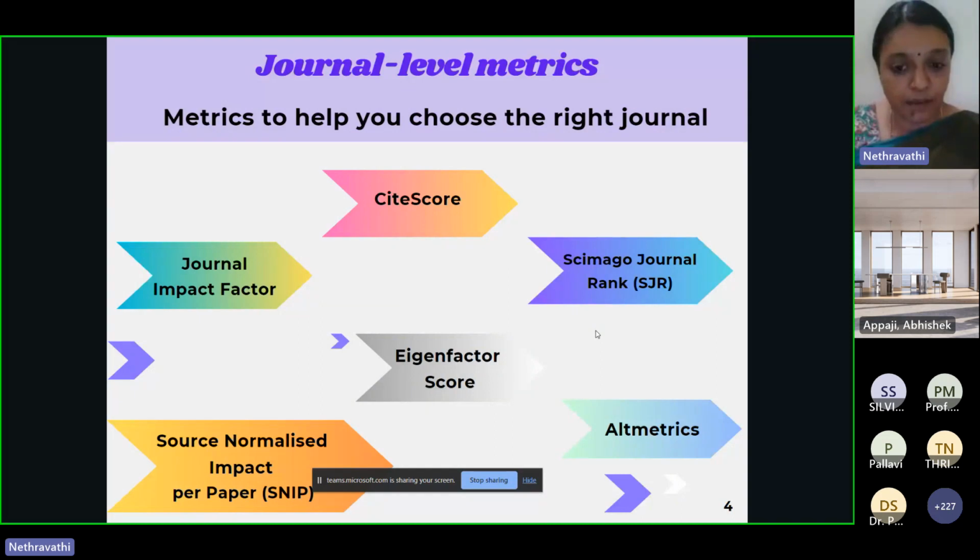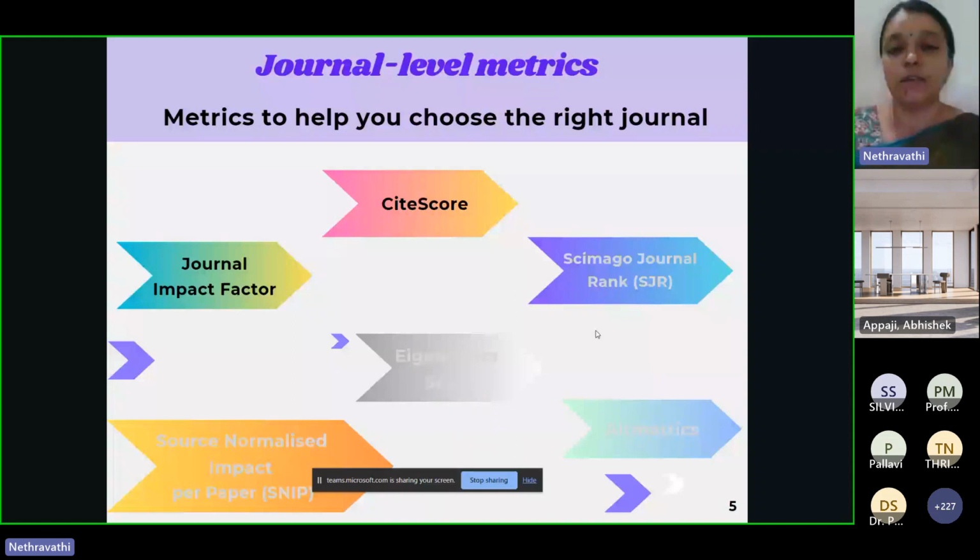Among these, I'm going to cover only 2, which are the journal impact factor and CiteScore. Why I have chosen only these 2 is because in this group, these are the top 2 metrics. So that is why. Okay.